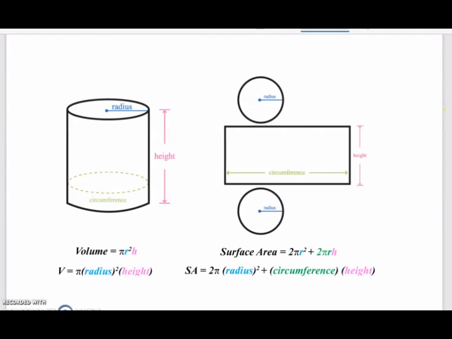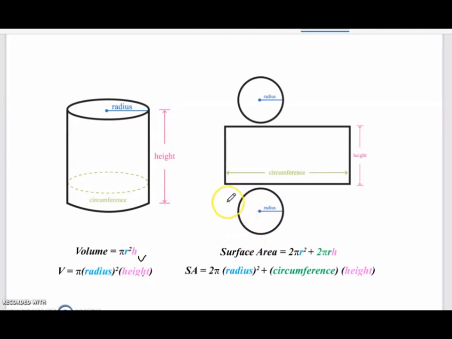So a cylinder, this is what a cylinder looks like. Now here we need to have the radius of the cylinder and the height. So this is the radius of the circular portion of the cylinder and height. With these two we can find the surface area and volume. So formula for volume is pi r square h, where r is the radius, square of the radius multiplied by the height. This is the formula for volume of a cylinder.